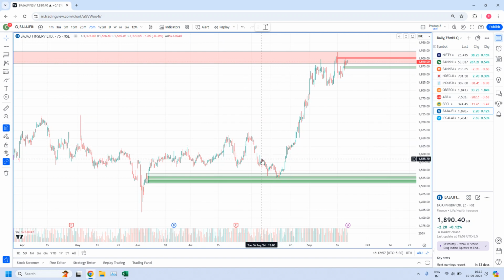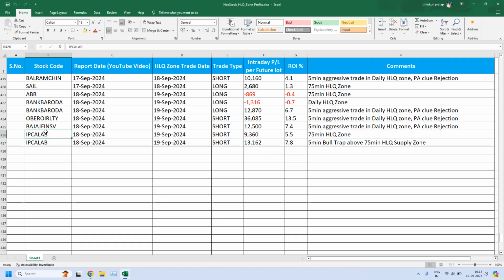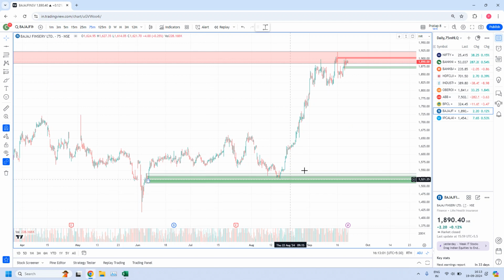And the next one is IPCL Lab. IPCL Lab has given multiple trade opportunities. It also has given a bull trap trade. Bulls are trapped by the institutions. You already learned the bull trap concept in lesson 21.